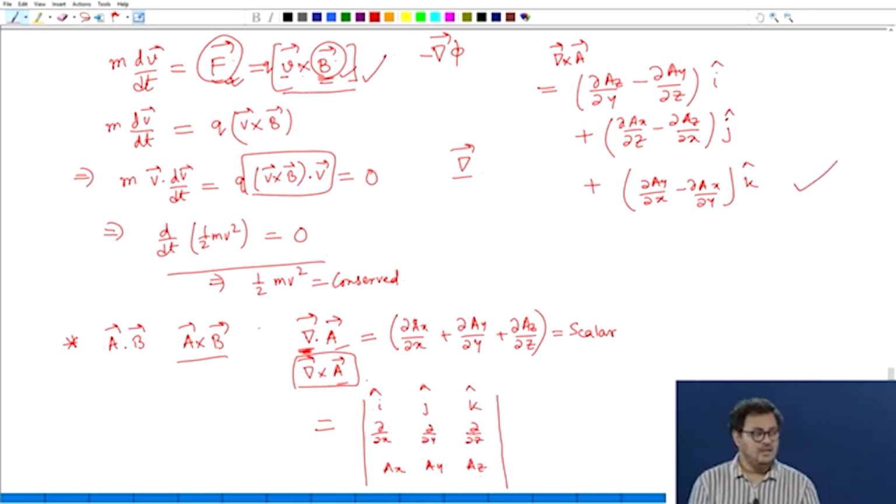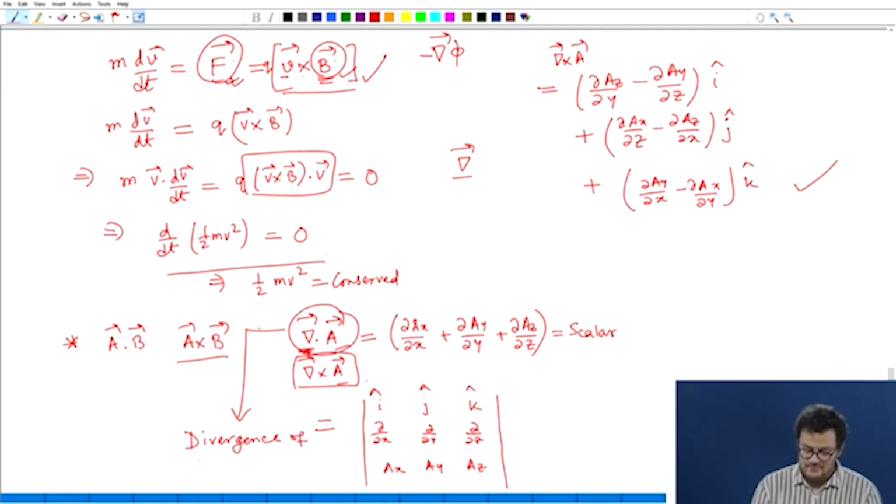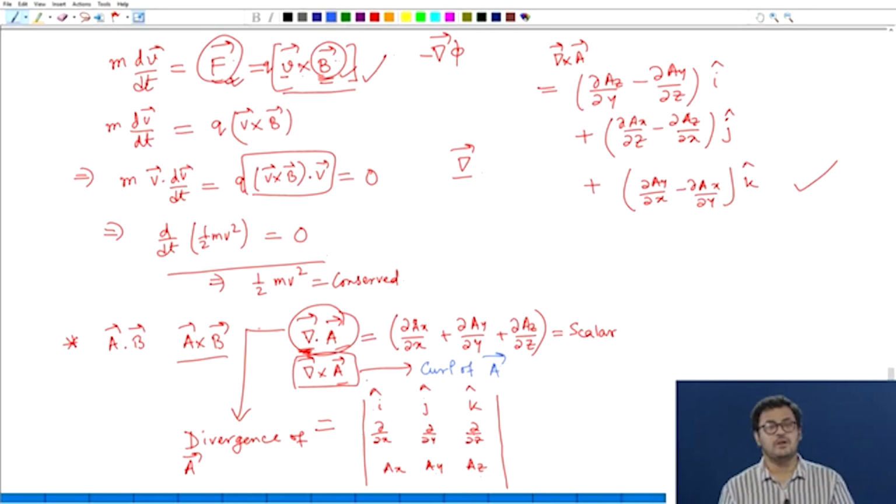Now, I will do two important results here, which we will need very well. Before that, let me give their names. This one is known as the divergence of A, or the divergence of the vector field. And this one we call the curl of A. Sometimes we also say rotational of A, or curl of A simply.